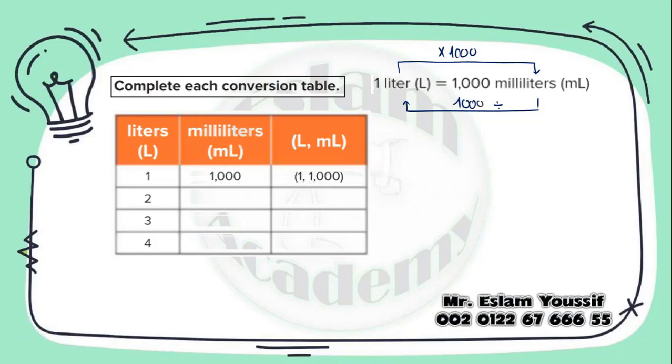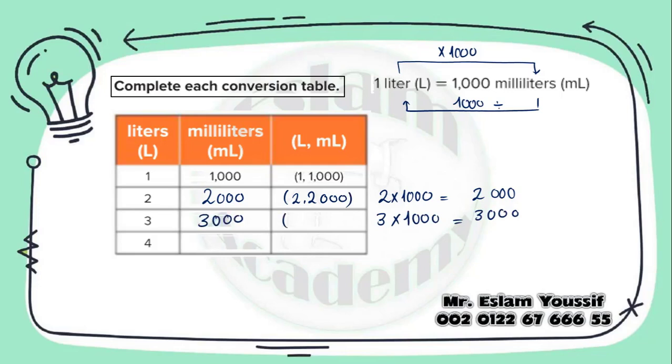So 1 becomes 1000. We just multiply 1 times 1000. Now 2. 2 times 1000. Put the 3 zeros out. And 2 times 1 equals 2. So it will be equal to 2000. So the ordered pair now will be 2 and 2000. Now we have 3. Just multiply it by 1000, so the answer now will be equal to 3000. So we have 3 and 3000. Now for the ordered pair, each 3 liters will be represented by 3000 milliliters.